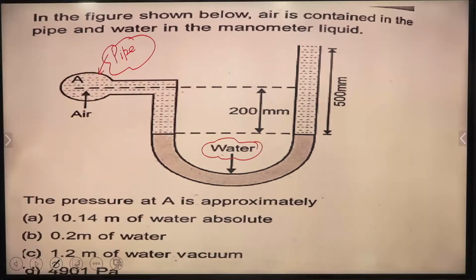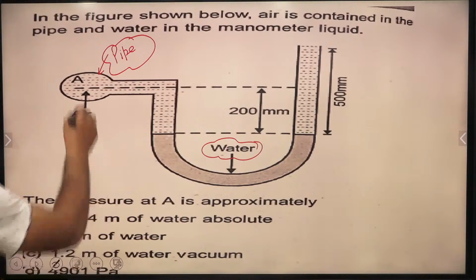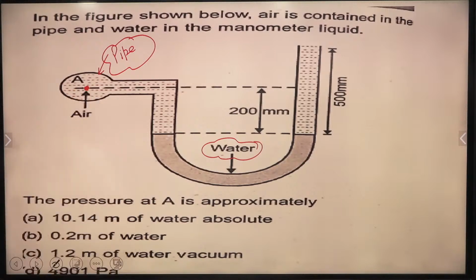He is asking about the pressure at A. This is the point in the pipe. So what will be the pressure at A approximately? Okay, so guys, here's the figure. So how to solve this one? Let us see.